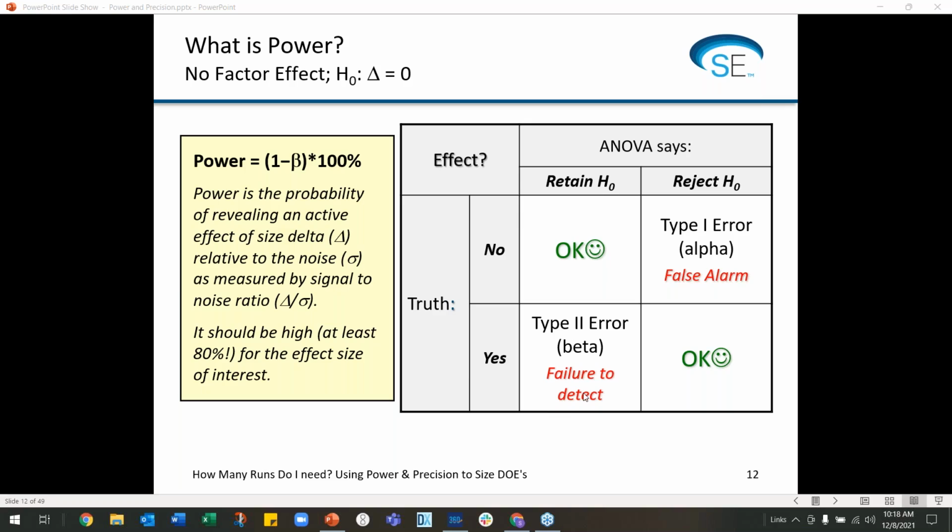Okay. The opposite of that is power. This is where power comes into play. Power is that 1 minus beta. It's the probability of finding an effect of a certain size relative to the noise as measured by the signal to noise ratio. We want power to be high, at least 80%, for the effect size that we're interested in.